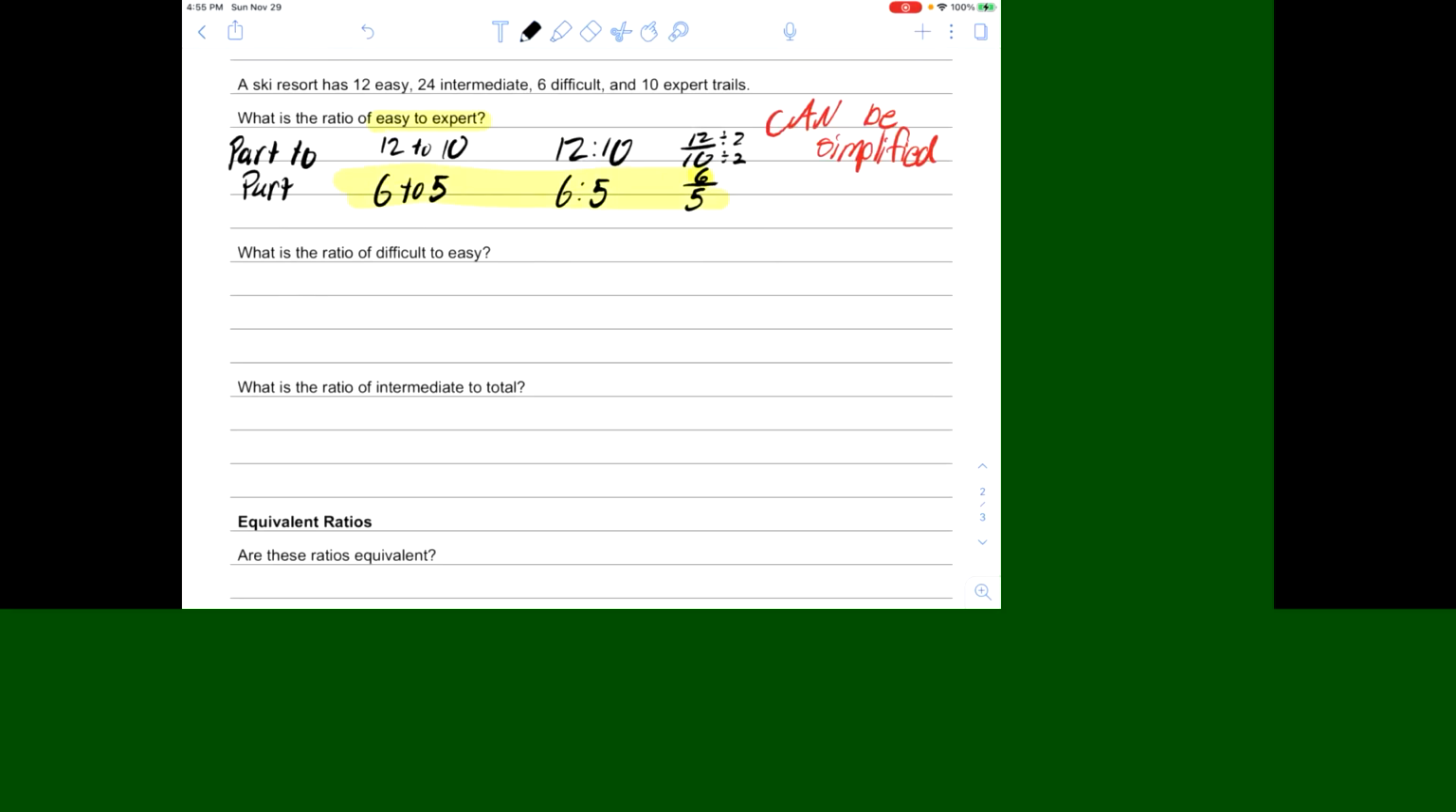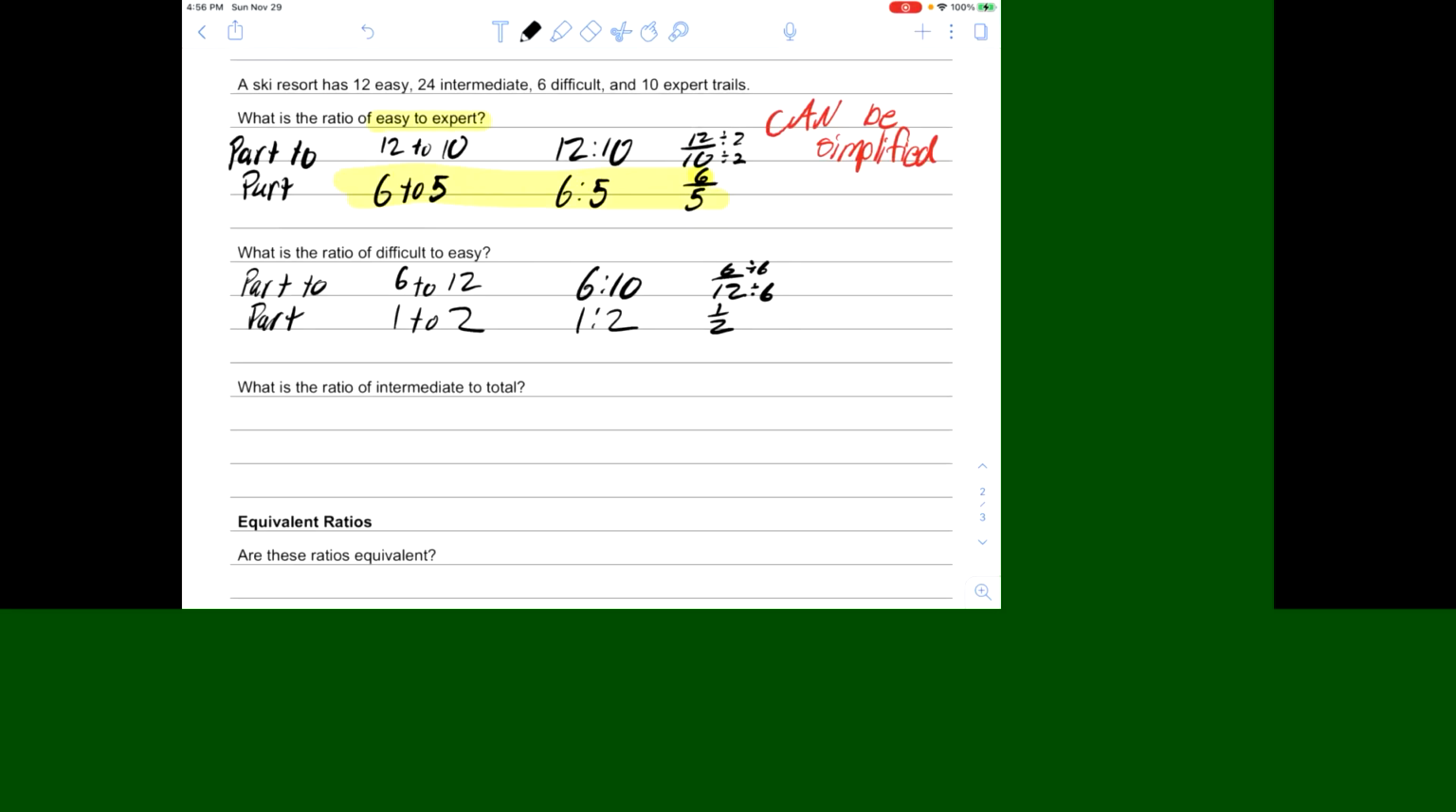Okay, let's try the ratio of difficult to easy. Well, there's 6 difficult, and there's 12 easy. That means my ratio is 6 to 12, 6 colon 12, or 6 over 12. Again, I see that this can be simplified. I can divide both top and bottom by 6, leaving me with 1/2 and 1 to 2. This is, again, a part to part ratio.